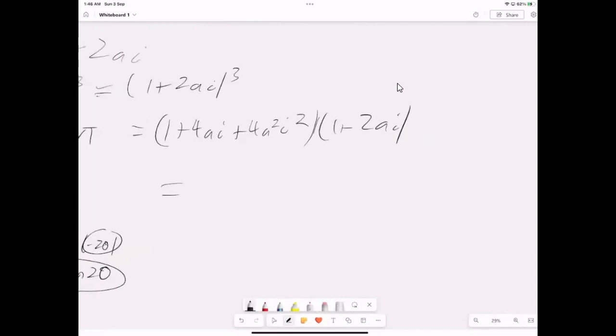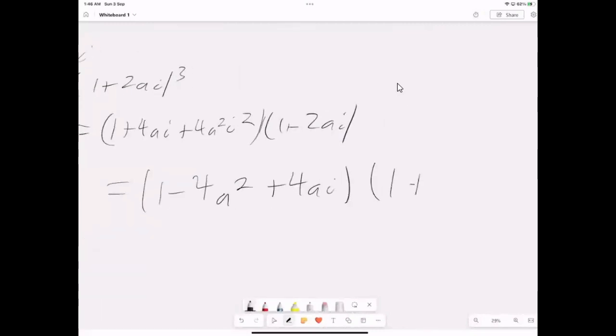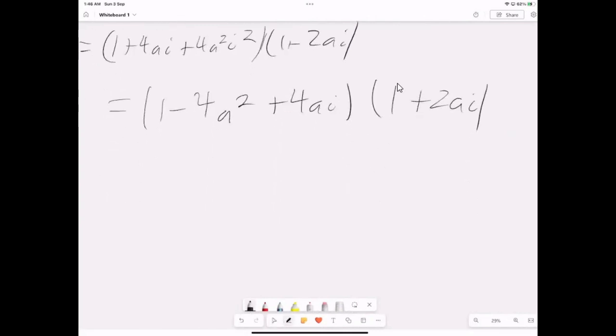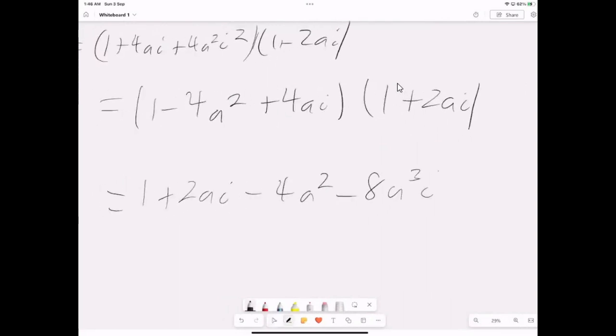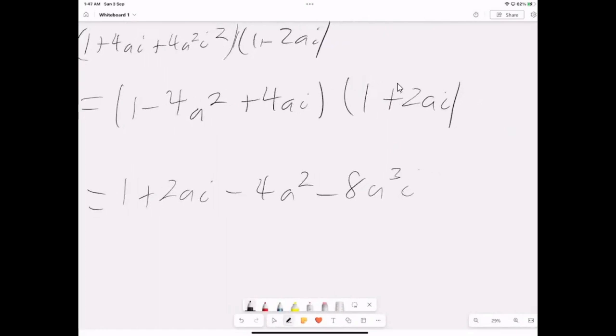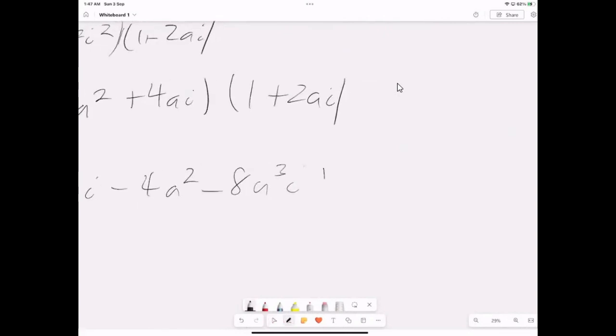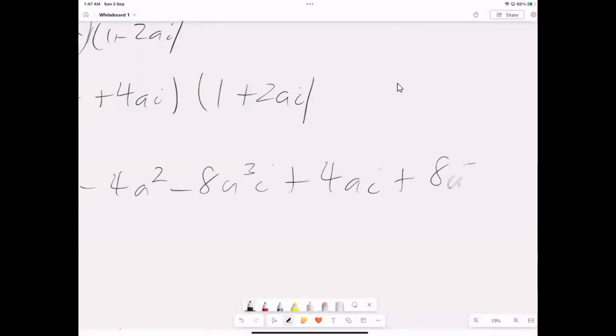Not all the time will you get the answer immediately. You really have to sit down and really think, and eventually you'll get it. So don't give up so fast. The answer is really within reach. So 1 plus 2ai, I'm sure you know how to expand this, just make sure it's correct: 4a² minus 8a³i, plus 4ai plus 8a²i².